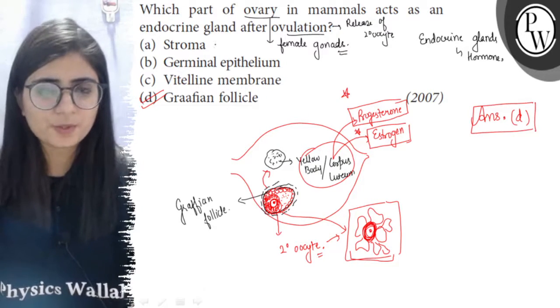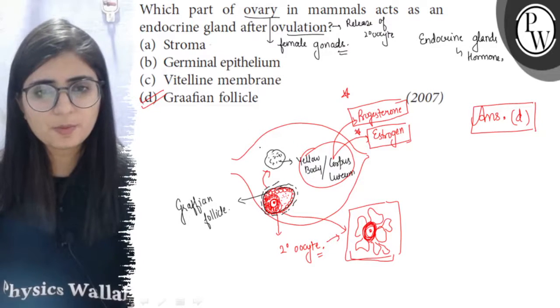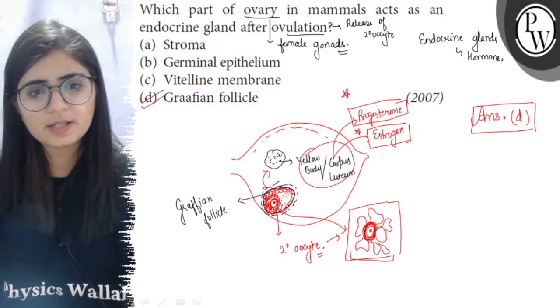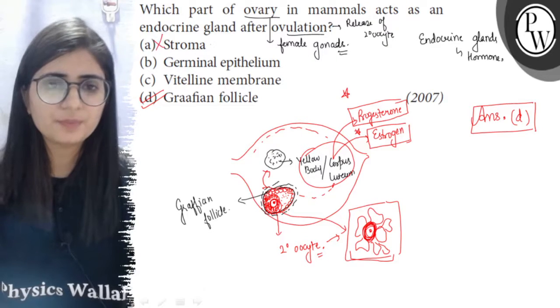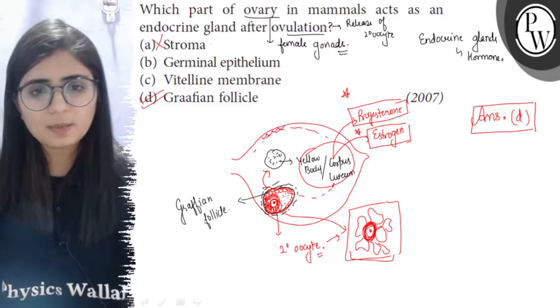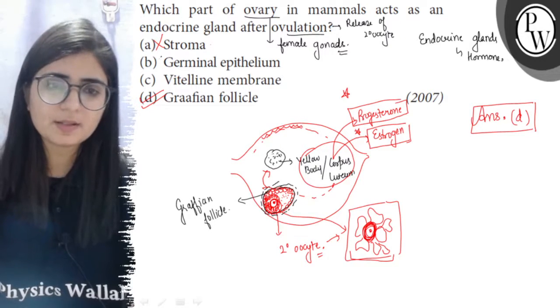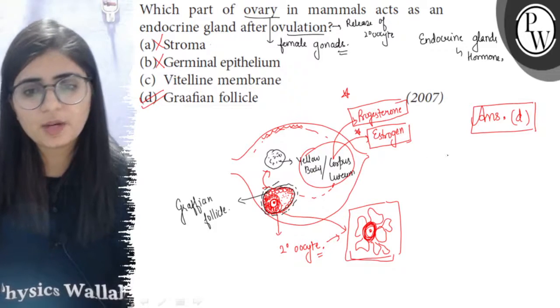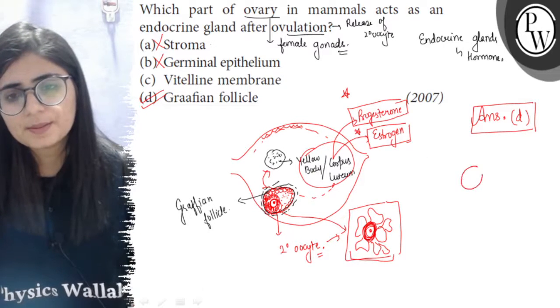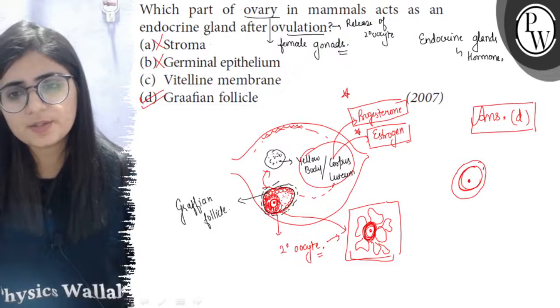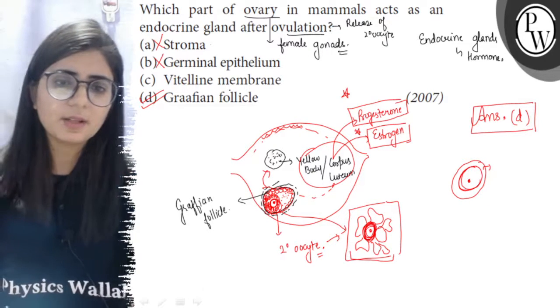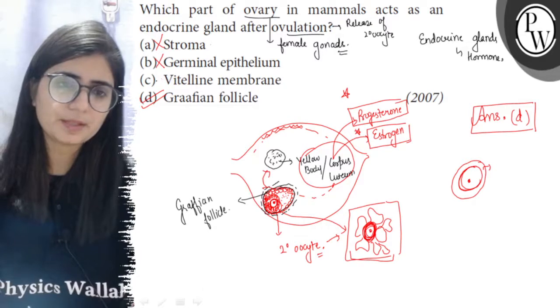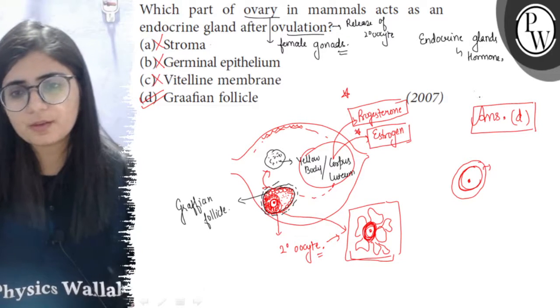If we look at the other three options, then A, stroma. So stroma is the outer part of the ovary where these follicles are present, so it is not true. Germinal epithelium, the epithelium of ovary which is forming the gametes, it is called germinal epithelium, but it does not release any hormone. Then Vitelline membrane. So Vitelline membrane is a membrane present between the plasma membrane and the zona pellucida. The space is Vitelline space, and here the Vitelline membrane is present, so this is not true. So the only right option here is option D.